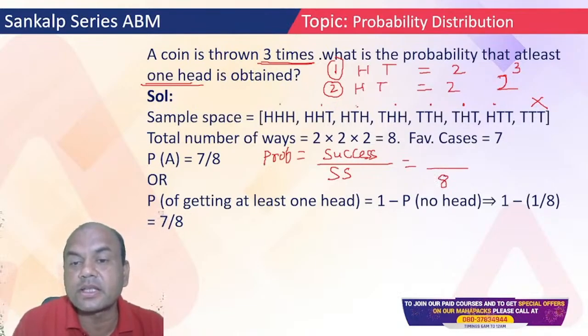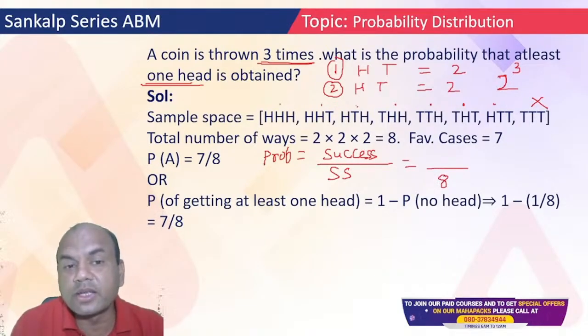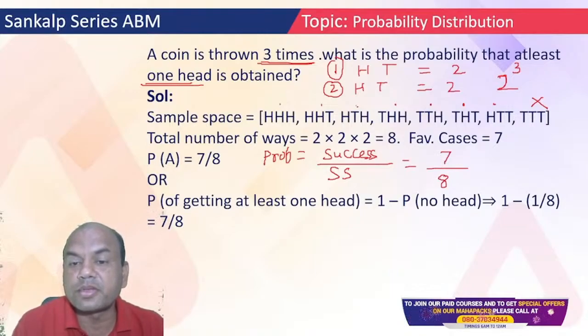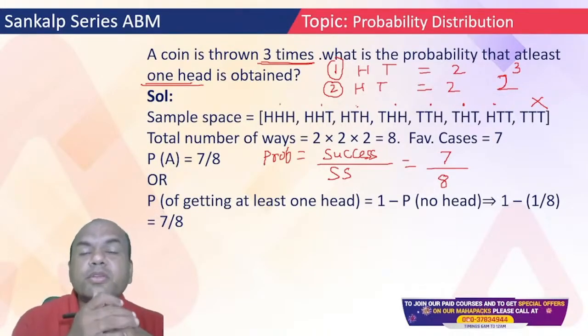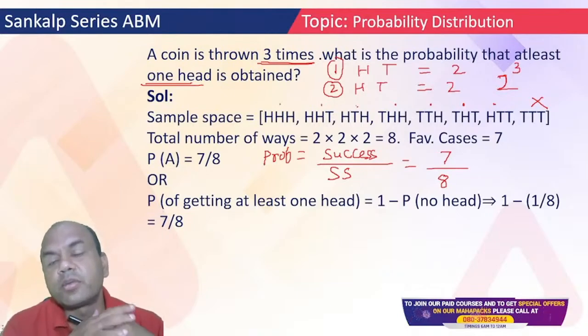How many successes are required here? At least one head. So it is 7 successes. So my probability becomes 7 upon 8. So that is my answer. 7 upon 8. Right? Now suppose I ask you, find the probability.